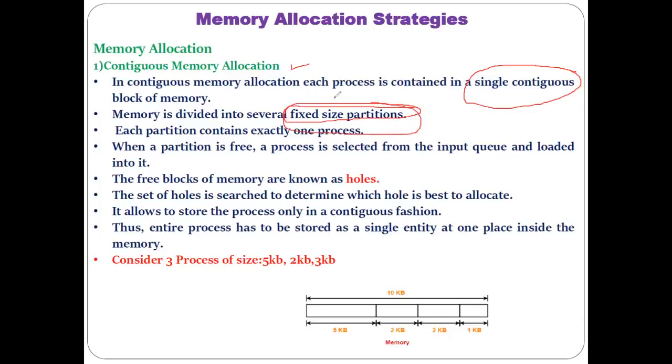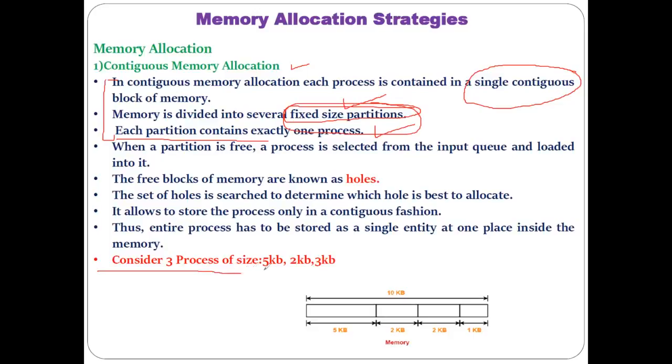In case of the contiguous memory allocation, the memory is divided into fixed size partitions, and each partition contains exactly one process. These are the three important characteristics of the contiguous memory allocation. So let's see an example for that.